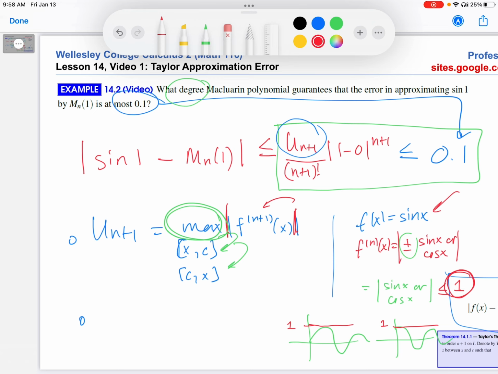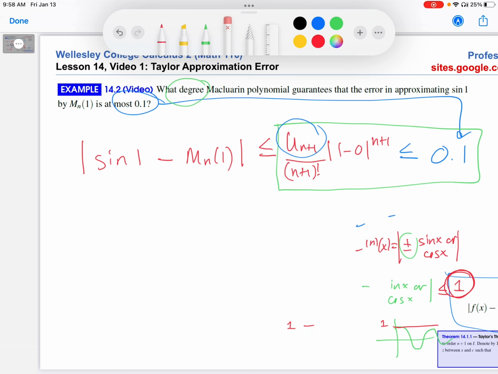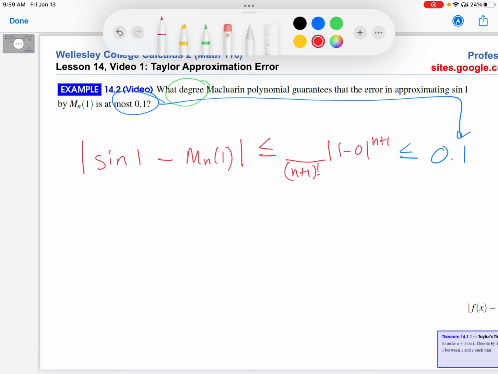That is our U sub n plus 1. That is our maximum of the absolute value of the n plus 1 derivative of the function in this example. So 1, right? That's one of the reasons I chose this example. We've done enough complex stuff already that choosing an example where U sub n plus 1 works out quite nicely really helps us to take a little brain break. Okay, so over here, we go back and our U sub n plus 1 is now equal to 1. That's very nice.